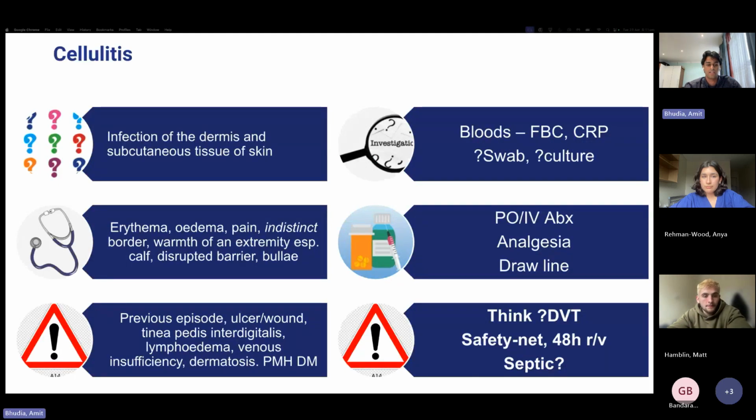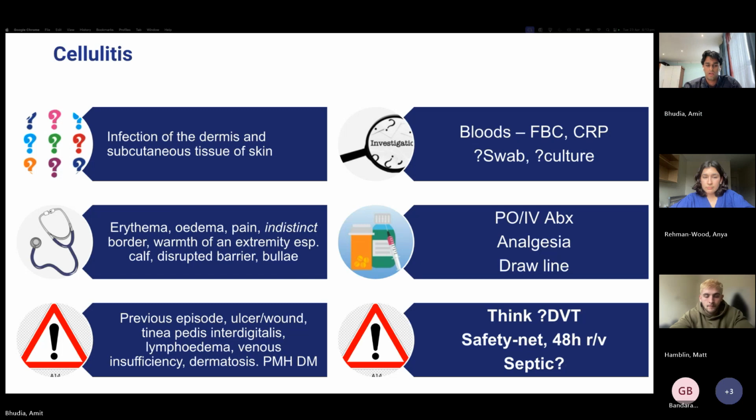So cellulitis is an infection of the dermis and the subcutaneous tissue of the skin. We need to investigate by doing bloods, so FBC and CRP to look for any signs of infection. On the FBC, you'll be looking for white cells. And then in terms of your clinical examination, you're looking for erythema, edema, pain, sort of indistinct border that's not clearly defined. The limb may be warm, and you may also see bullae, which are like fluid-filled blisters around the area.